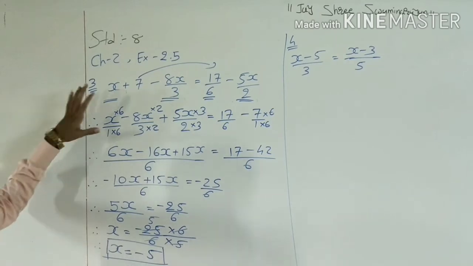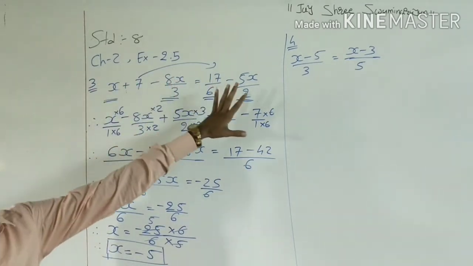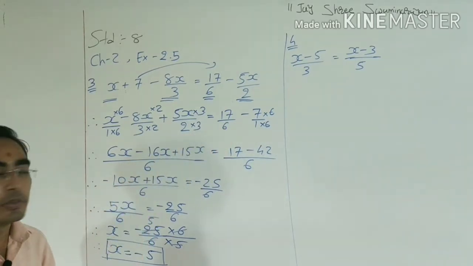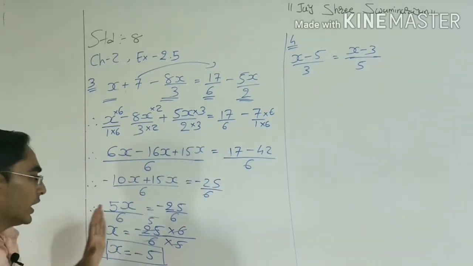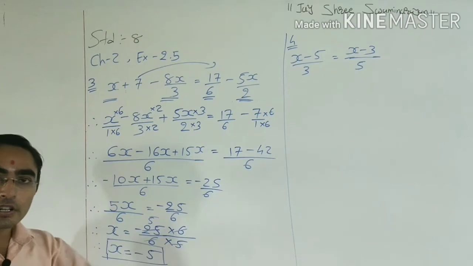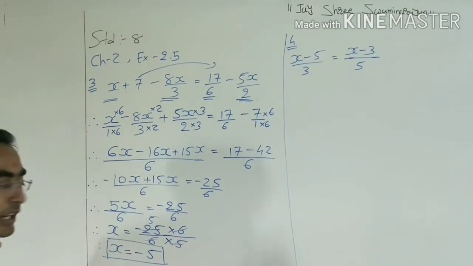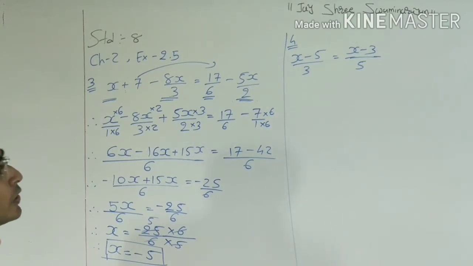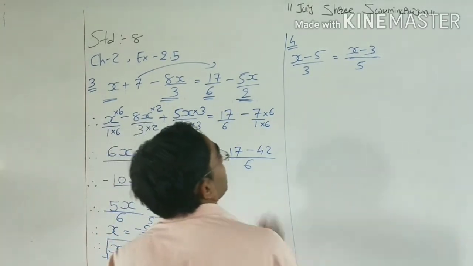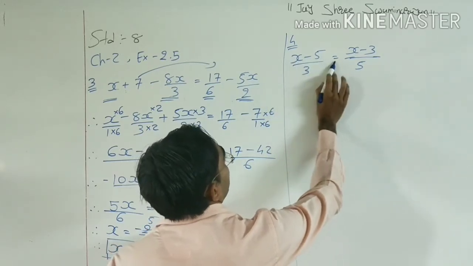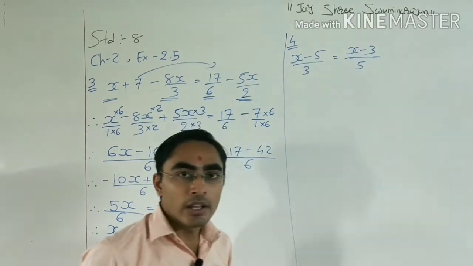First of all, we try to collect our terms which contain x on one side and on the other side our numerical terms. Then we need to take the LCM, and at last we need to transfer the numerical terms to the right hand side. Then we get the value of x. Okay. And question number 4. x minus 5 by 3 is equal to x minus 3 divided by 5.